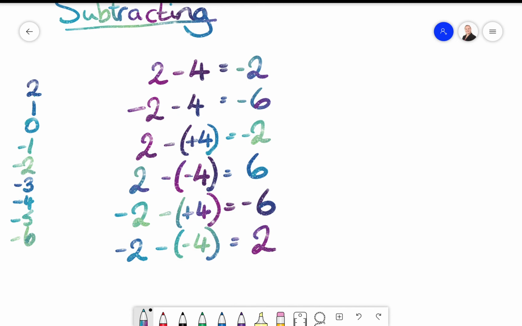Okay, so those are all the possible combinations. I don't think I've missed anything now. I think I've got 3 of each. Yeah, that looks like everything now.